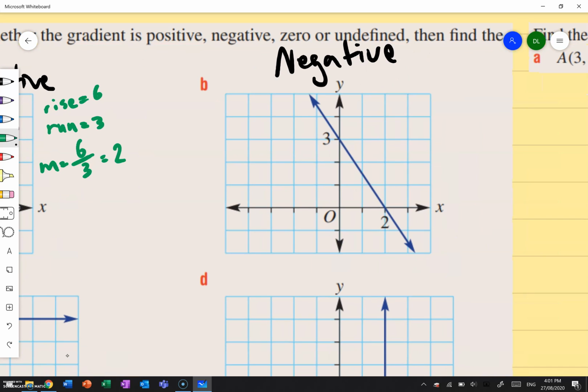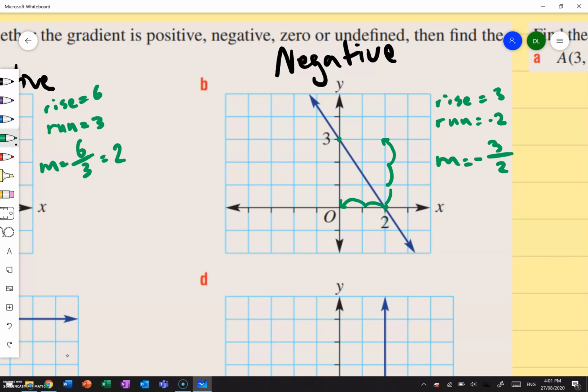If I look at the one on the right, I've got a negative gradient. If I was to try and solve it, let's pick 2 points again, this one over there and this one over here. How much has it run? Well, I've gone 1, 2, to the left, so it's -2. The run is -2. The rise is 1, 2, 3, so my rise is 3. Using my formula, m equals rise over run, so 3 over -2, or -3/2.